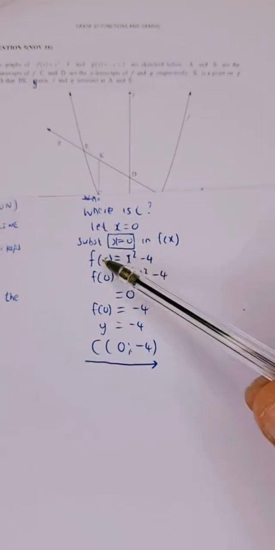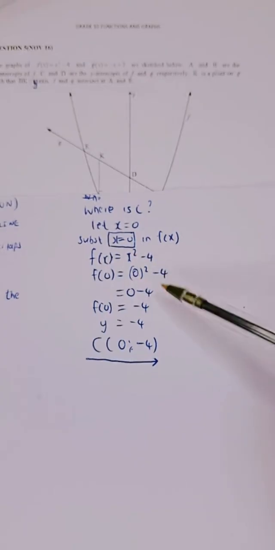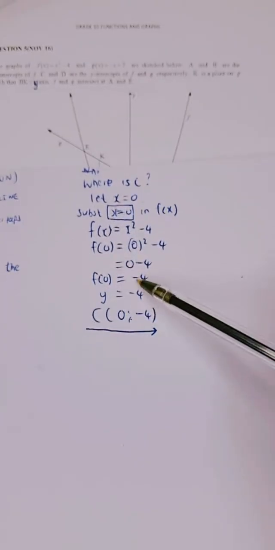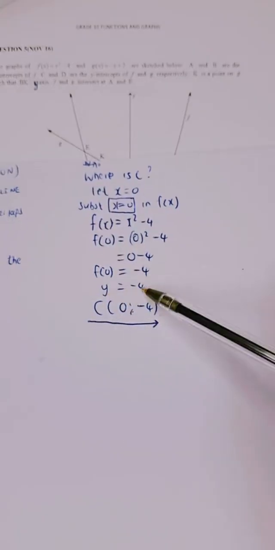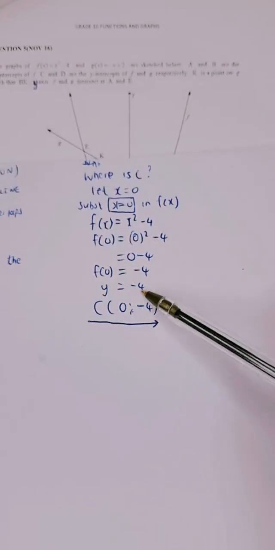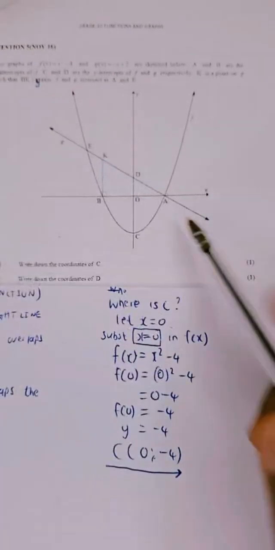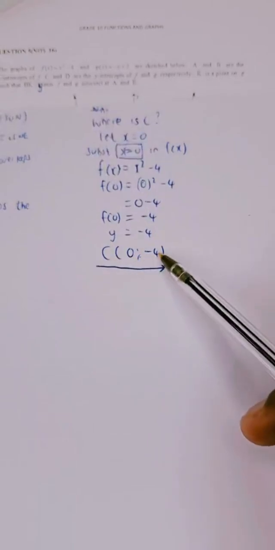When we do so, we substitute in the place of x 0. That's substituting 0 into the actual expression of the function, which is 0 squared minus 4. 0 minus 4, f of 0 is equal to negative 4. Therefore, the y value is negative 4. So when x is equal to 0, y is equal to negative 4. Therefore, our coordinates for C are denoted by 0 and negative 4. And that's basically the answer. Let's move on to the next question.